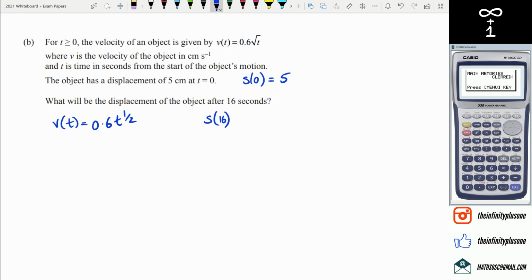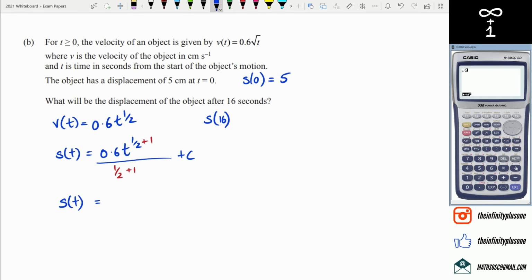So we're going to integrate velocity to get displacement. So s of t is equal to 0.6 t to the power of half. Of course, we've got to add 1 to the power, and we've also got to divide by the new power, which is a half plus 1. And of course, don't forget the plus c. So s of t could be written as, I'm just going to simplify this, 0.6 divided by 1.5, which is 0.6 over 1.5. So that's going to give me 0.4. So I've got 0.4 t to the power of half plus 1, which is just 3 over 2, so 3 over 2 plus c.